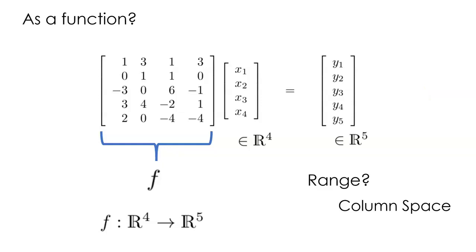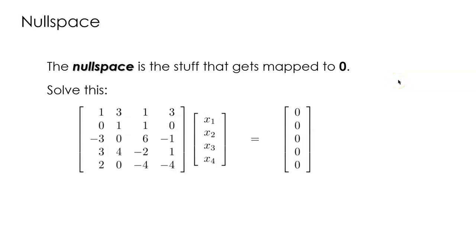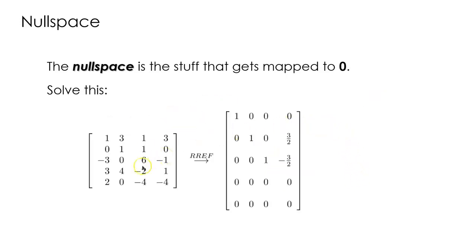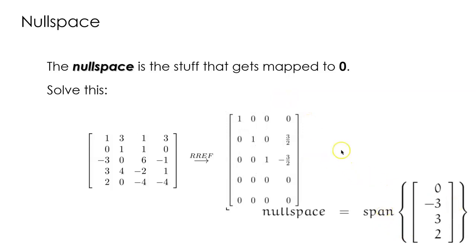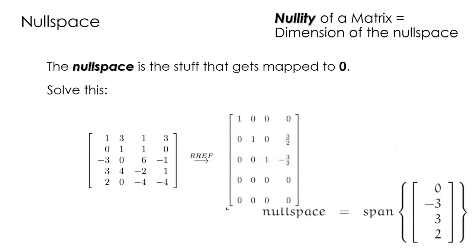Another part we are interested in is the null space. The null space is all the stuff in the domain that gets mapped to 0. So we're solving this equation. And if I put it in row reduced echelon form, I see the null space is going to be one-dimensional because we only have this one column with a free variable. So if I want to find the basis for the null space, I'll just find the vector that solves that equation, and I'll get 0, -3, 3, 2. The dimension of the null space is 1, so we say the nullity of the matrix is 1.